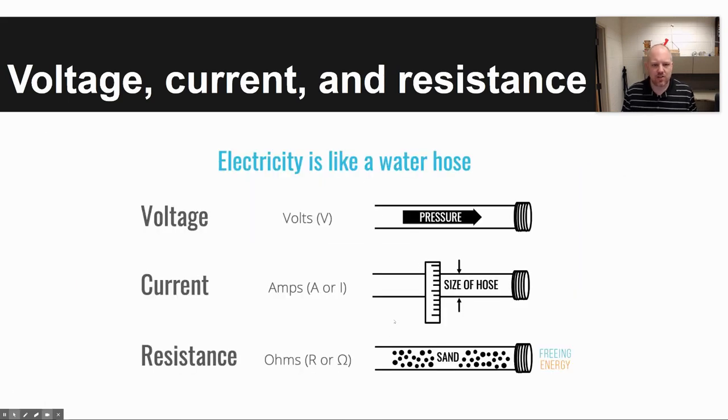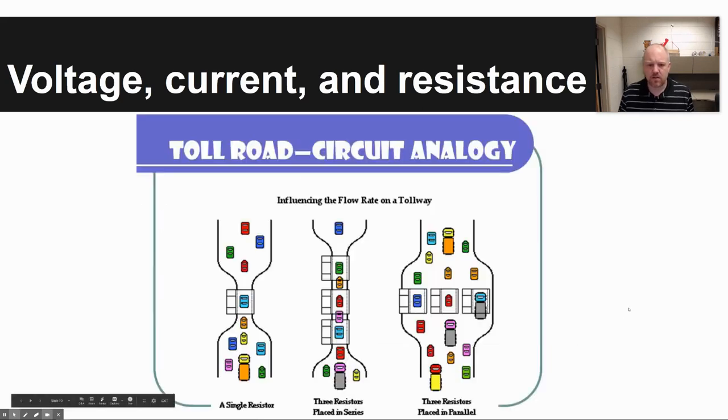Just an analogy, or a couple of analogies, for voltage, current, resistance. One is shown here. It's like a water hose, where voltage would be like the pressure in the water hose. Current would be the flow of water out of the hose. So if you have a larger hose, you can have more current. And then resistance is anything that's going to slow the flow. So if you were to stand on the hose, that would slow the flow of electricity or water. Also, if you had a whole bunch of sand stuck in your hose, that would slow the flow of water here.